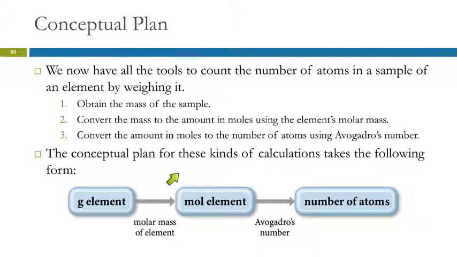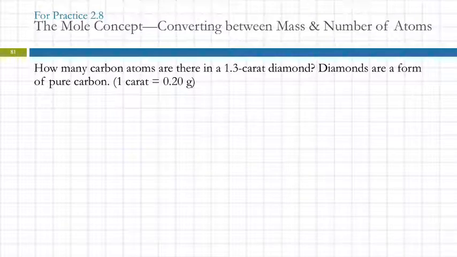In every unit conversion path, we need to have a relationship for each arrow. So here, this is the molar mass of the element going from grams to moles. Avogadro's number takes us from moles to number of atoms. So how many carbon atoms are there in a 1.3 carat diamond? Diamonds are a form of pure carbon, and a carat is 0.20 grams.